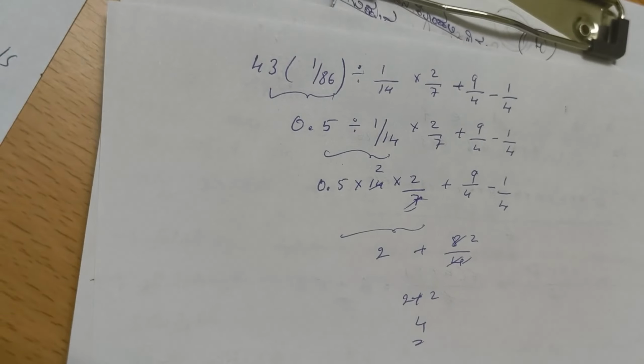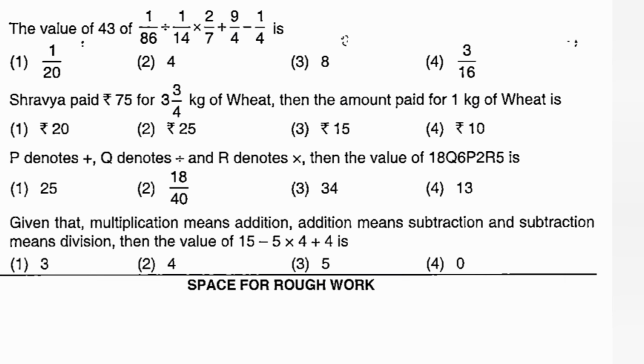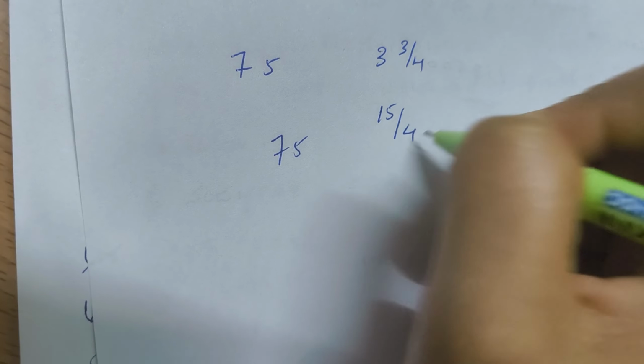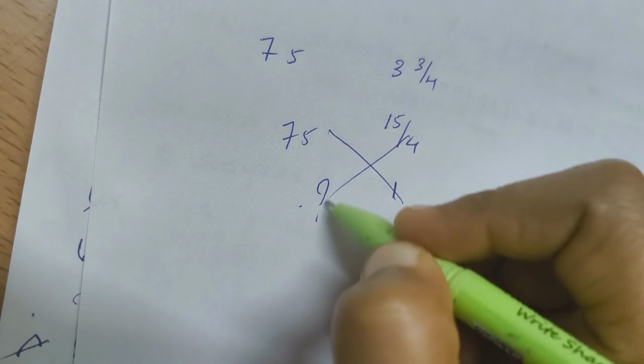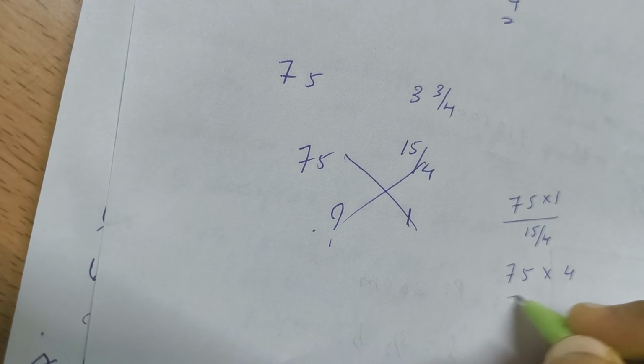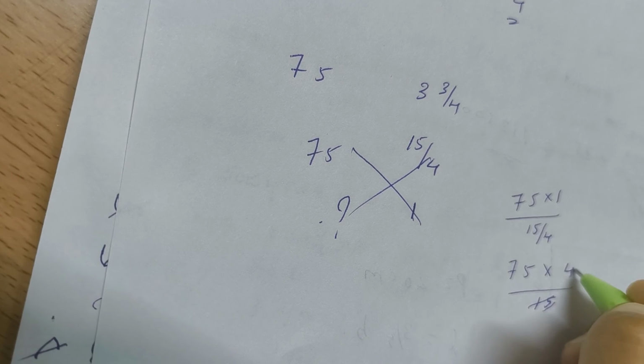Shravya paid ₹75 for 3 by 4 kg of wheat. Then the amount paid for 1 kg of wheat is? So convert this mixed fraction to an improper fraction. So 4 3s are 12 plus 3, 15. So 15 by 4. So for 15 by 4 kg the rupees is 75. Then for 1 kg how much? Cross multiplication and simplify, you will get 20. So the answer is 20 rupees, first one.